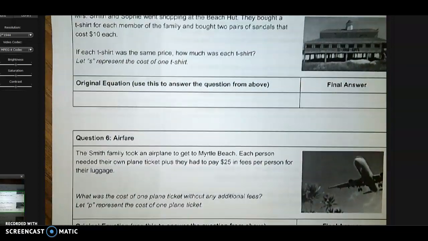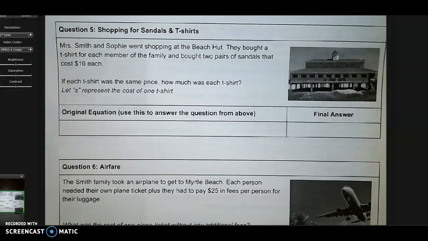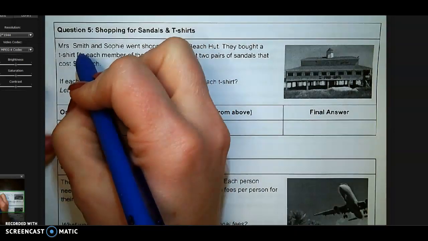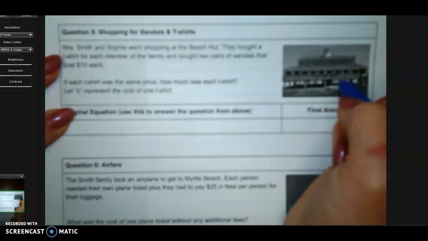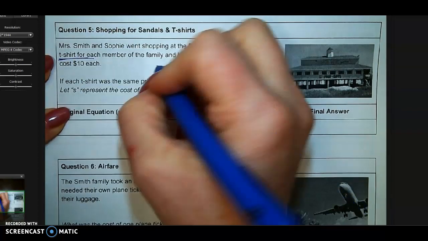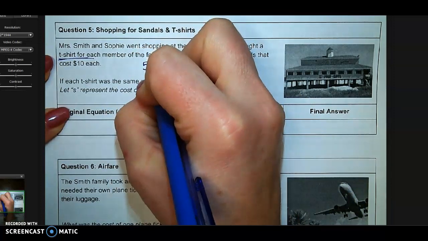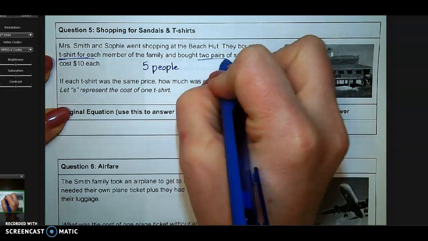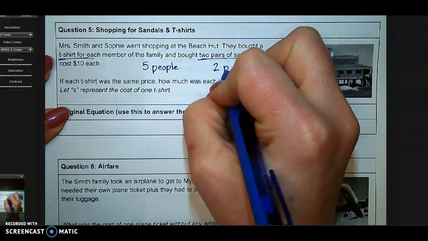As you scroll down, the next thing they talked about was going shopping for some souvenirs. So it says that Miss Smith and Sophie went shopping at the Beach Hut. They bought a t-shirt for each member of the family. So if they buy a t-shirt for each member of the family, that's 5 people, so 5 t-shirts. And then they bought 2 pairs of sandals.